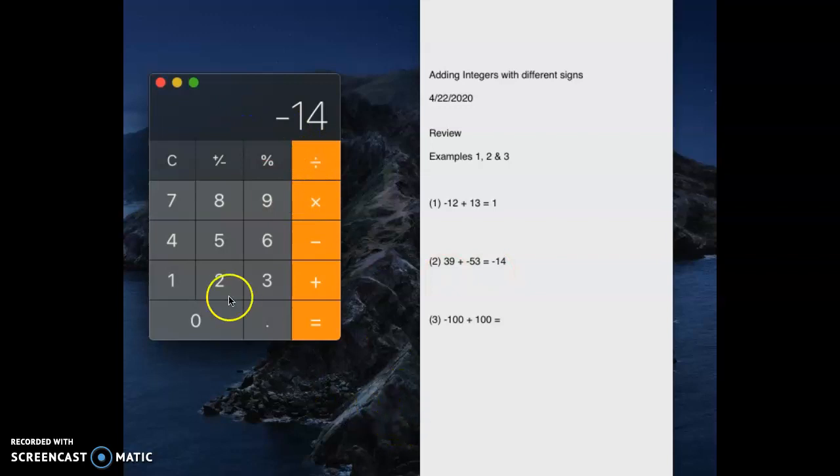And for the last example, I'm going to go through -100. Oops, negative, sorry about that. I'm just going to start over there. -100 plus 100, which gives us 0.